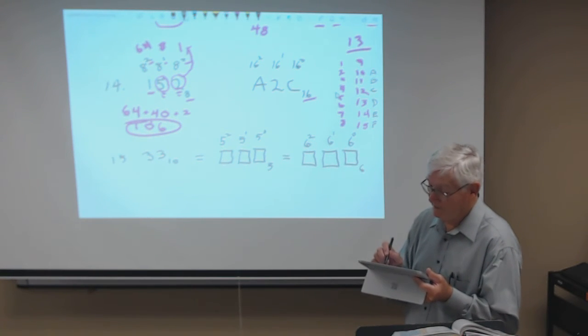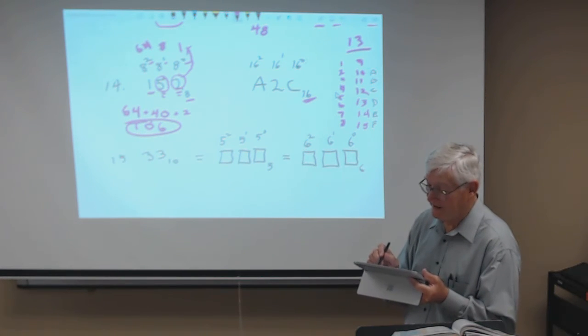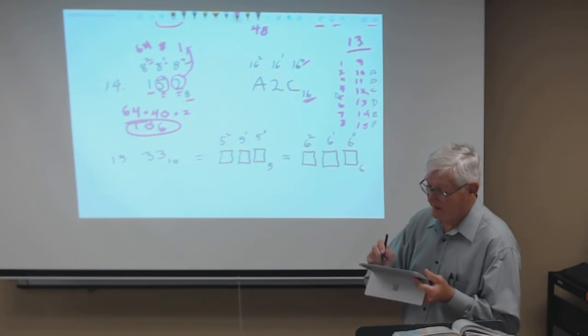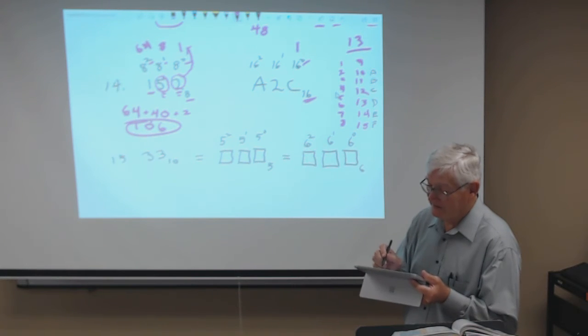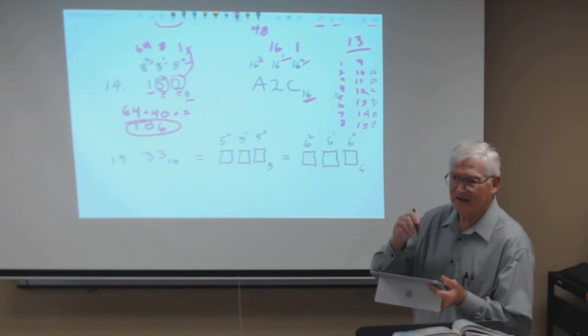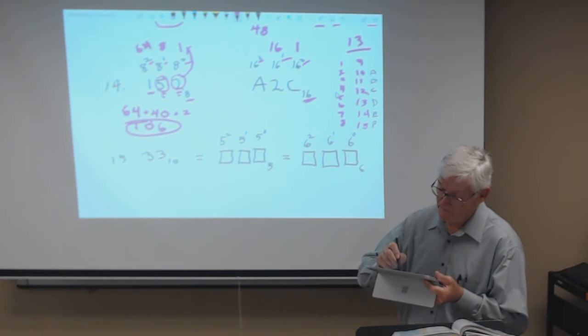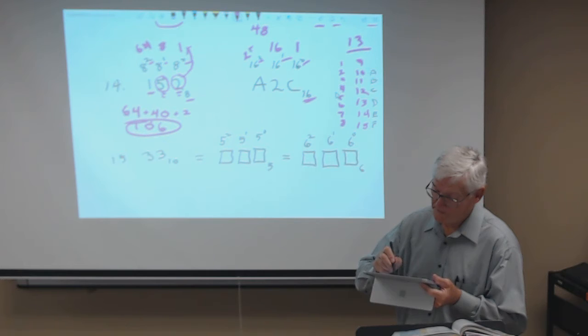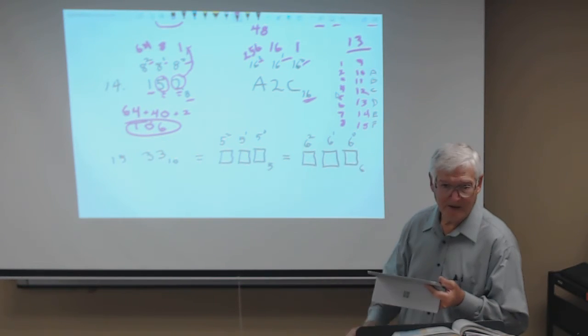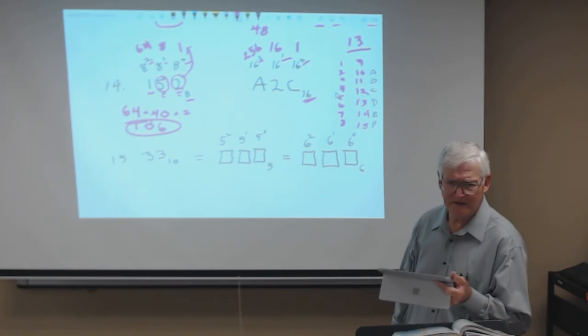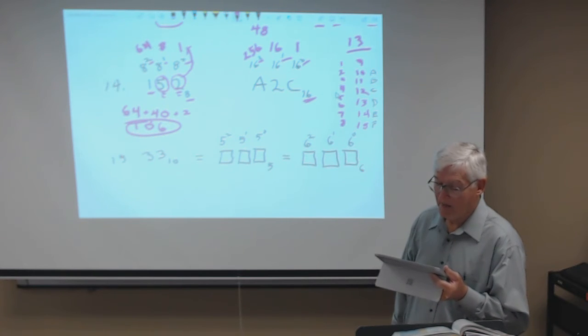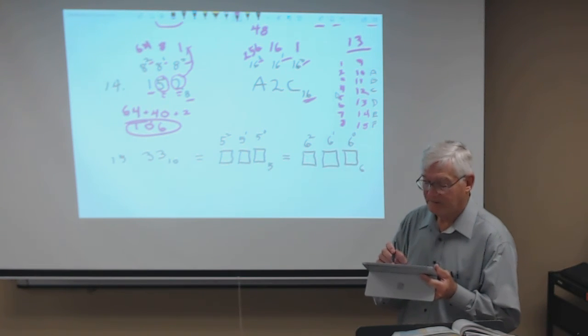So, the base is 16. So this is 16 to the 0. That's just going to be 1s, isn't it? This is 16 to the 1. That's going to be 16s. This is 16 to the second power. What's 16 times 16? Do you have a calculator there? Is it 256? Okay. So now, watch.